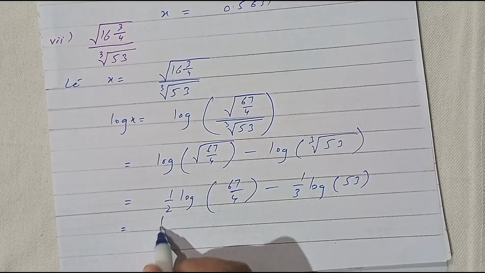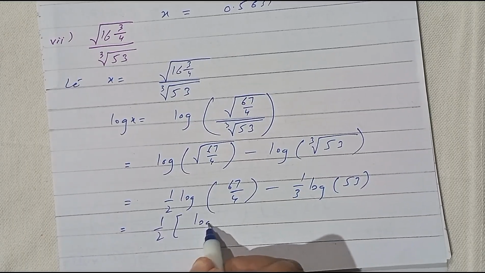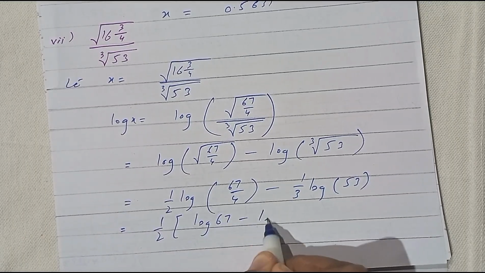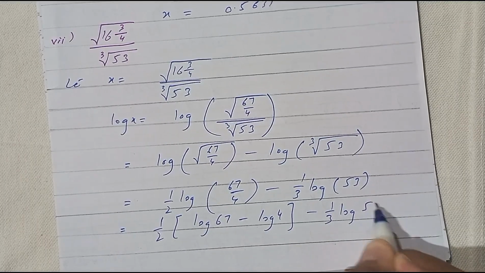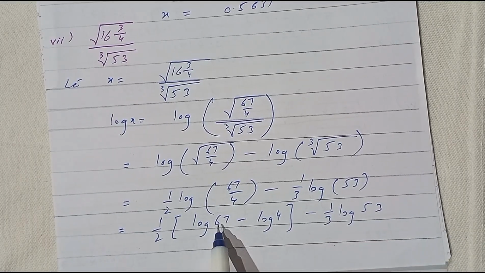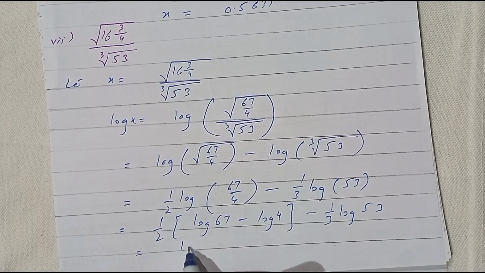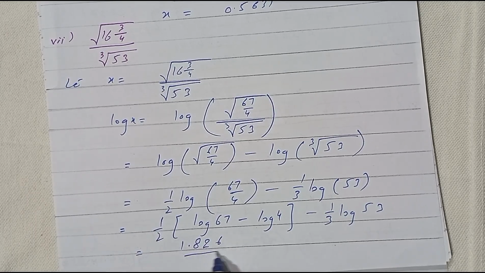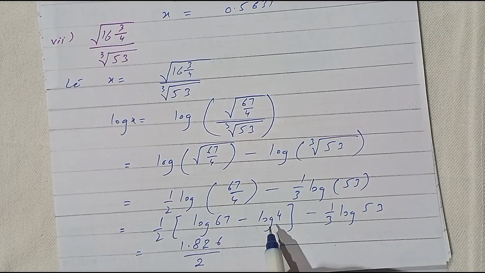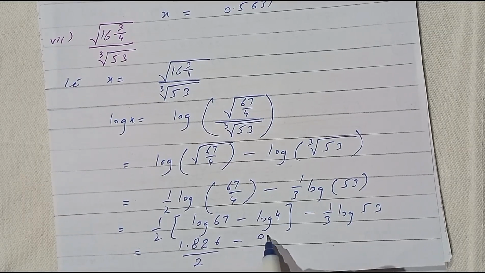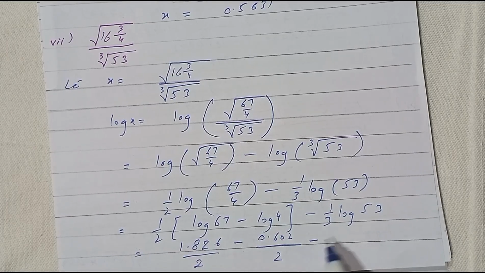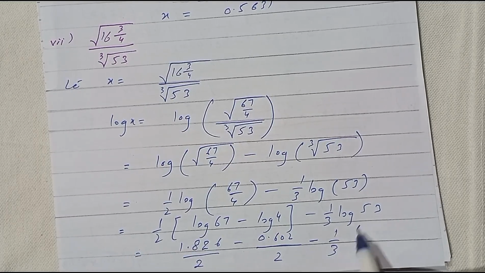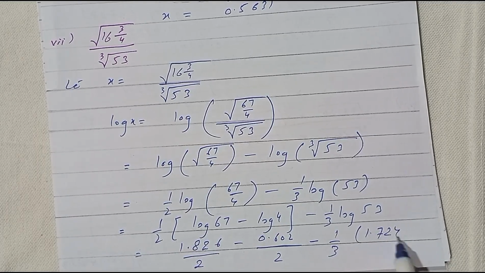Now applying quotient law of log, that is log of 67 minus log of 4 minus 1 by 3 log of 53. Value of log of 67 is 1.826 divided by 2, and the value of log of 4 is 0.602 divided by that number 2, minus value of log of 53 is 1.7243.